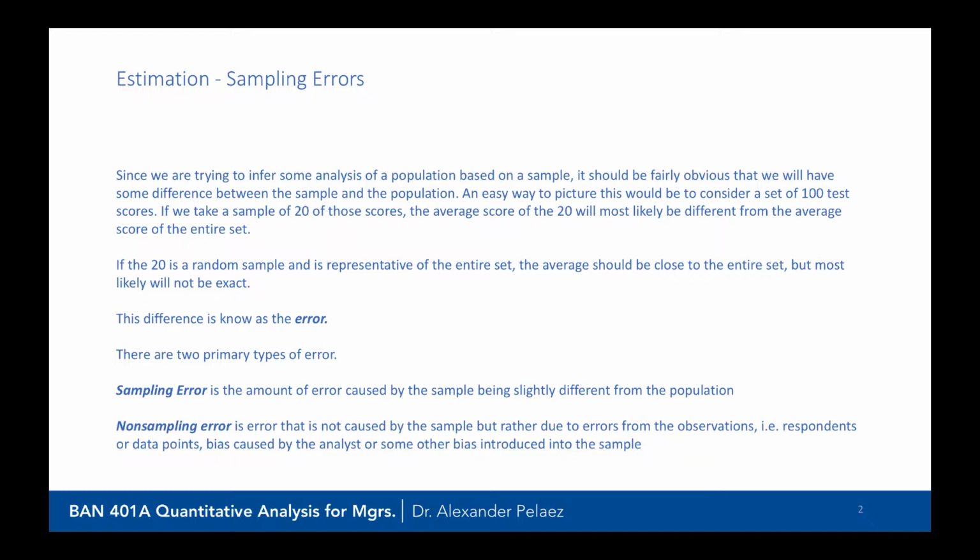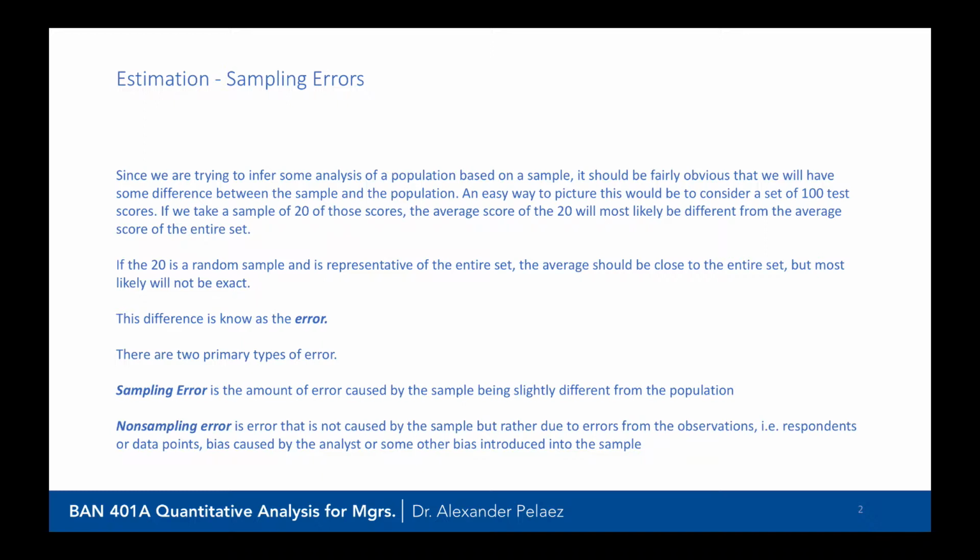And if you took another 20, those two samples might be slightly different as well. But they should be close to the entire data set, just not exact. This difference is known as the error. And there are two primary types of error. There's the sampling error, which is the amount of error caused by the sample being slightly different from the population. This is just random chance error.